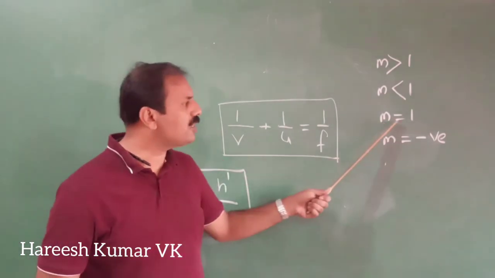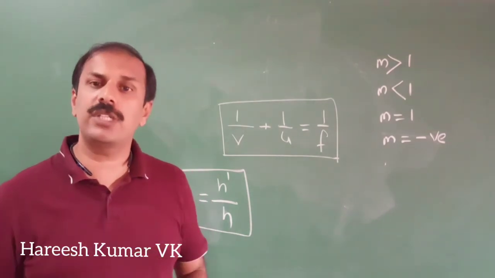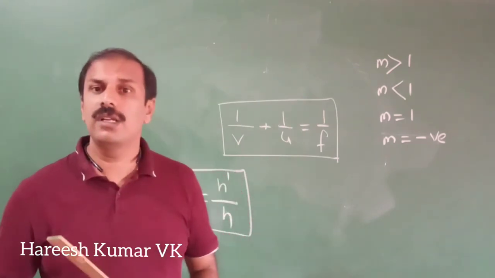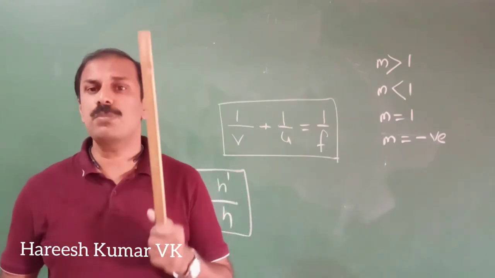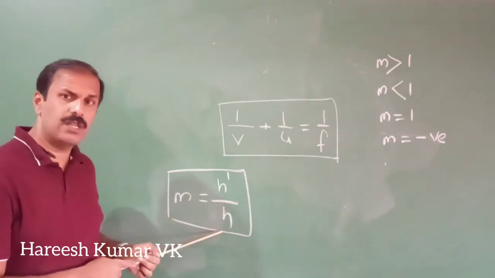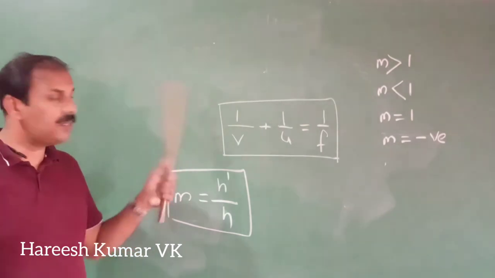Now if magnification is equal to 1, what is the meaning? The size of the image and the size of the object are the same. But if magnification is minus 1, what is the meaning? When magnification comes negative, you see here, it is height of the image divided by height of the object. The height of the object will already be positive because in the picture we see it upright.